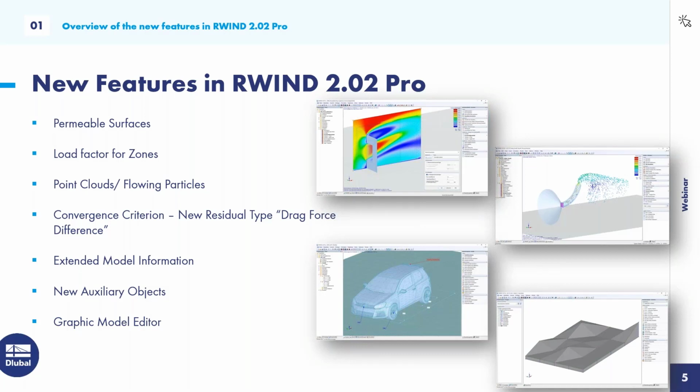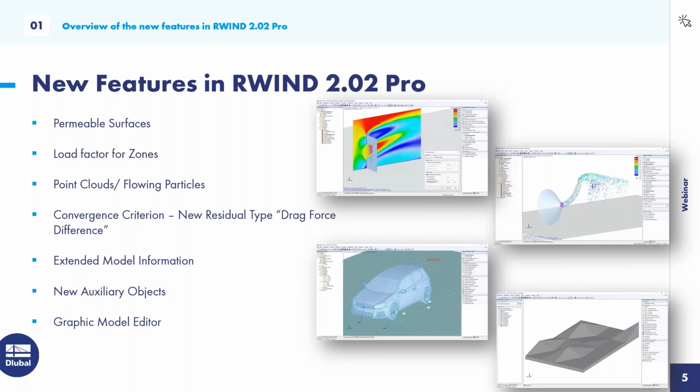So we added a context sensitive help. You can just hit the F1 key on the keyboard and this will directly open your website browser and you will be redirected to the topic of the dialogue you're checking at the moment. And you will then find various information on this topic.